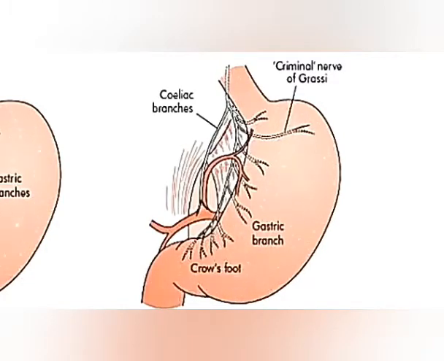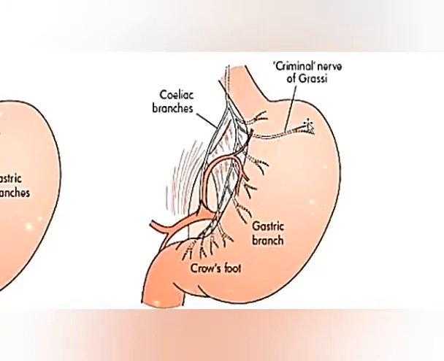Now it gives the celiac branches. After that it gives the criminal nerve of Grassi, and after that come the gastric branches and the crow's foot. What is the criminal nerve of Grassi? It is one of the first branches of the vagus going towards the fundus of the stomach.